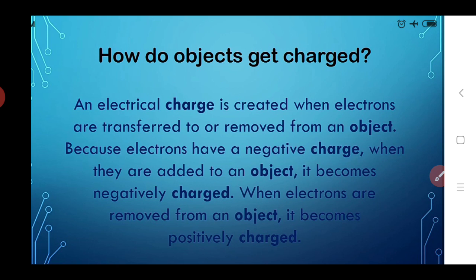And when electrons are removed from an object it becomes positively charged, meaning the amount of negative charge gets reduced in that object, and due to this the original object becomes a positively charged object. In this way objects get charged, either positive or negative.